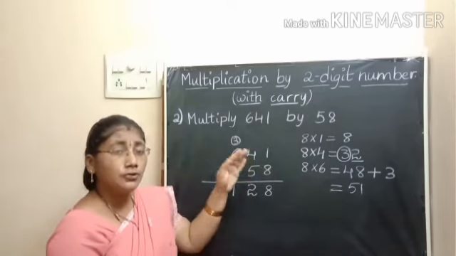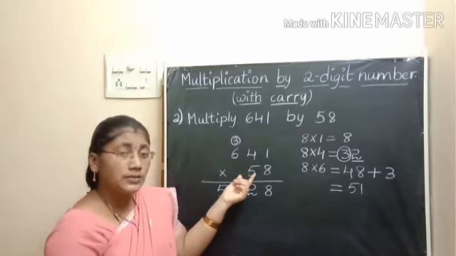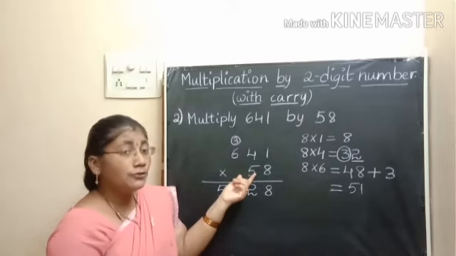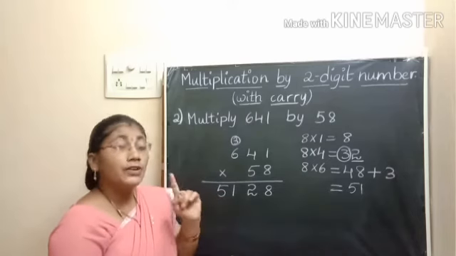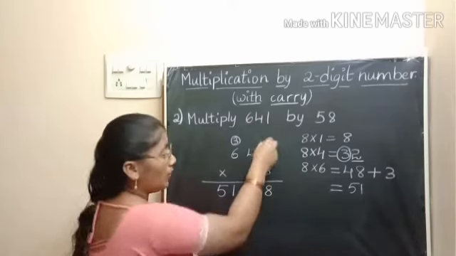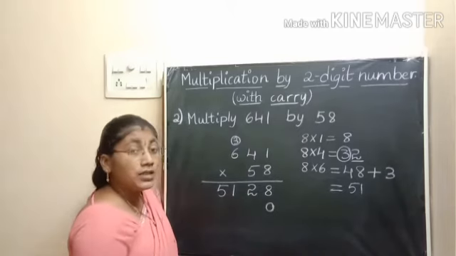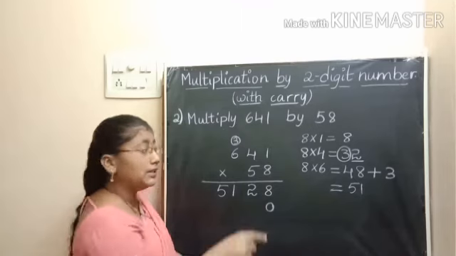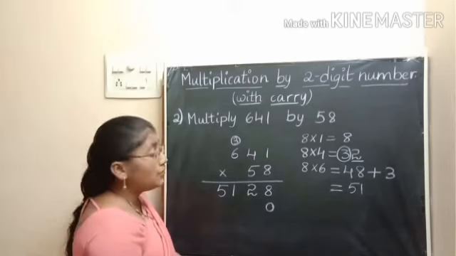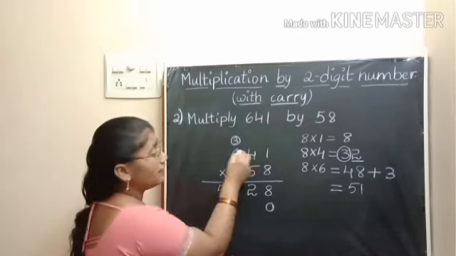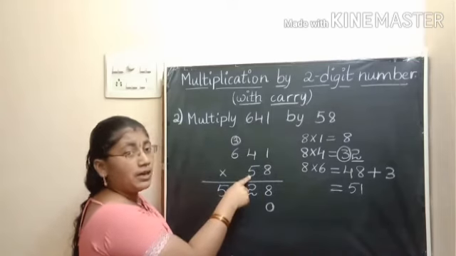Next we have to multiply the multiplicand with the digit in tens place. Understood? Now we have to write that result in the second line. Before going to the multiplication, first we should write 0 in ones column, because we are multiplying with the digit in tens place. That's why we are writing 0 in ones column. Now we have to multiply each and every digit of multiplicand with the digit in tens place of multiplier.